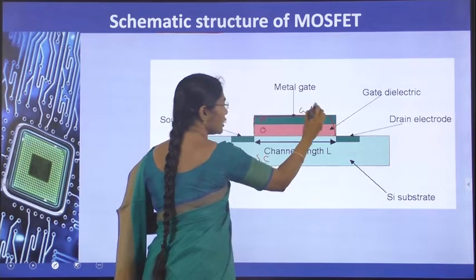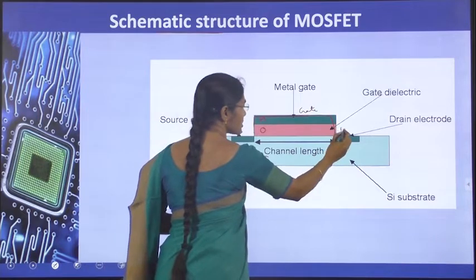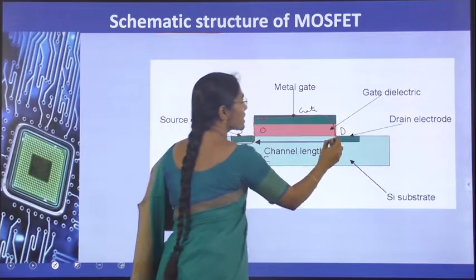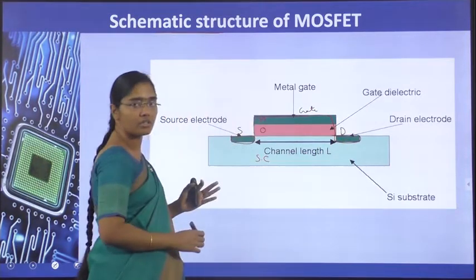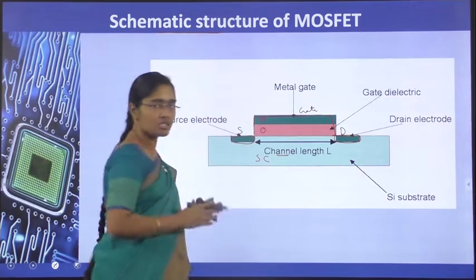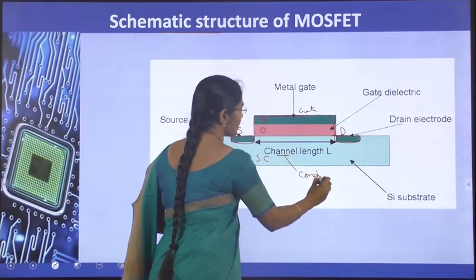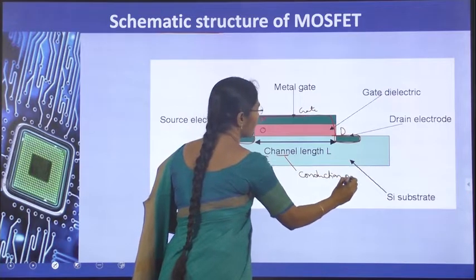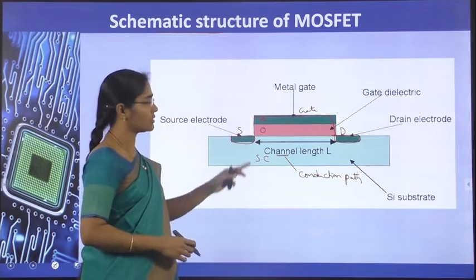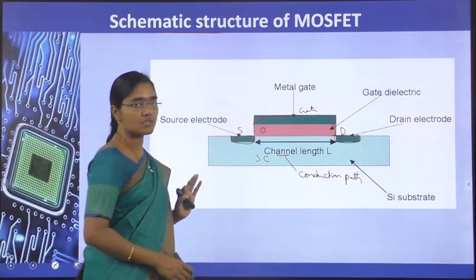So this is the gate. To this gate, on both ends, source and drain terminals will be used. So this part is the representation of the source and this part is the representation of the drain. In between source and drain is the area called the channel. This channel is nothing but a conduction path which is connecting both source and drain.